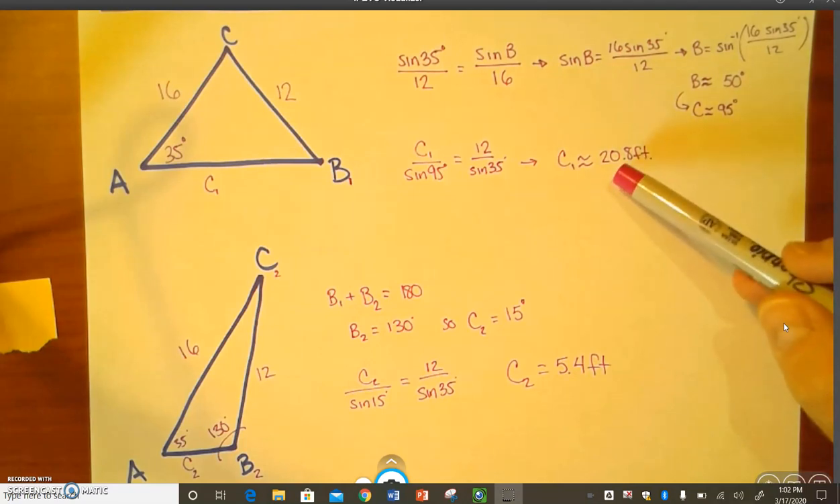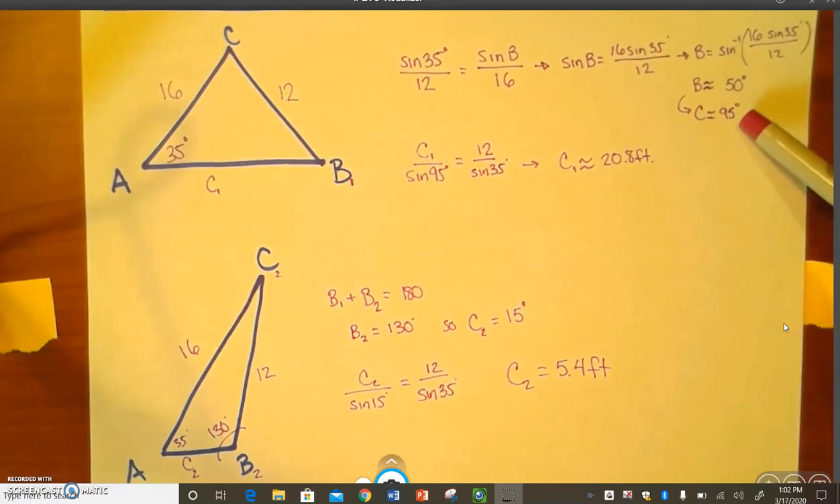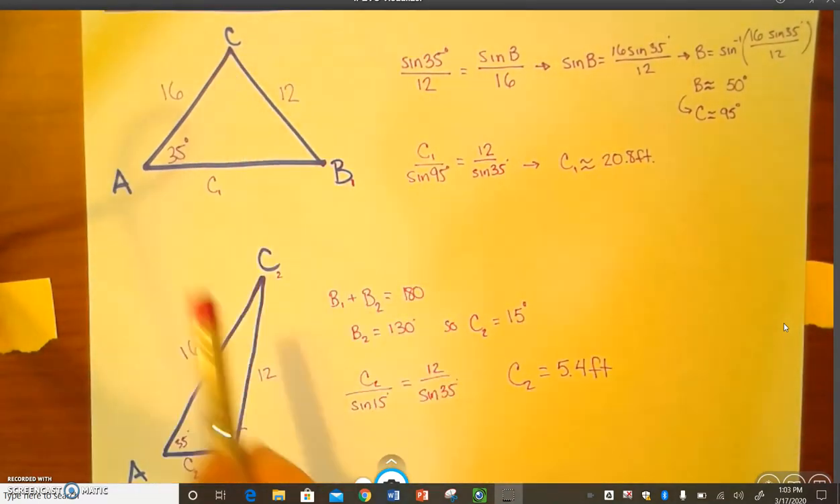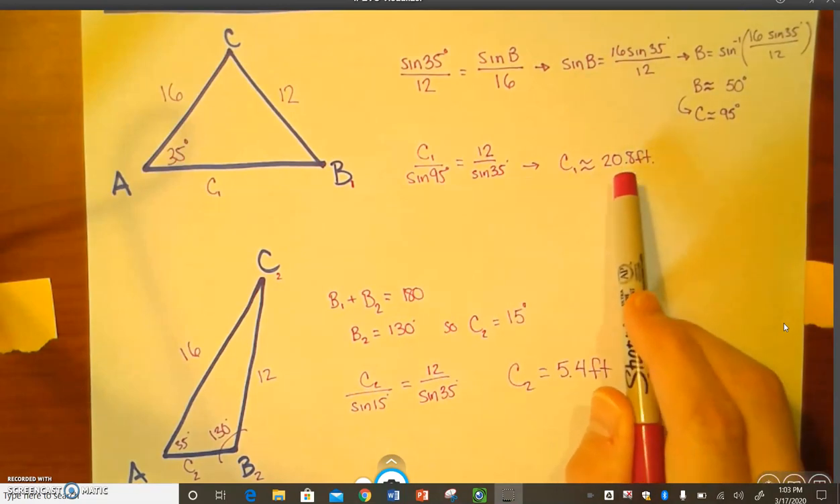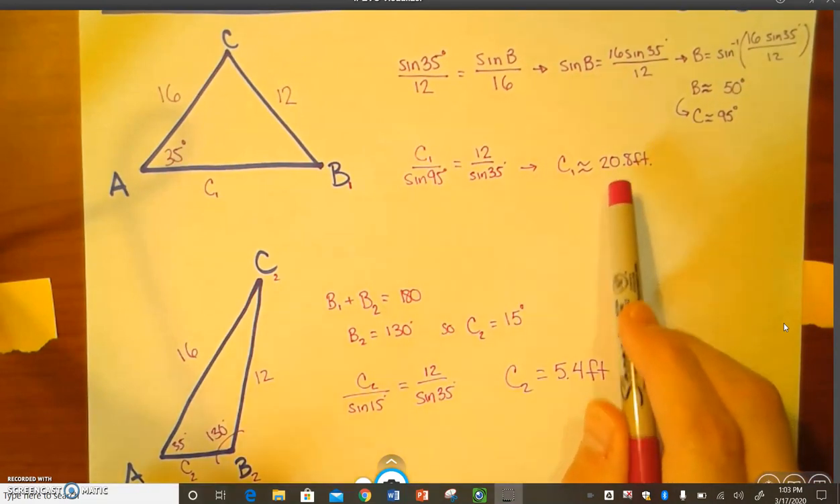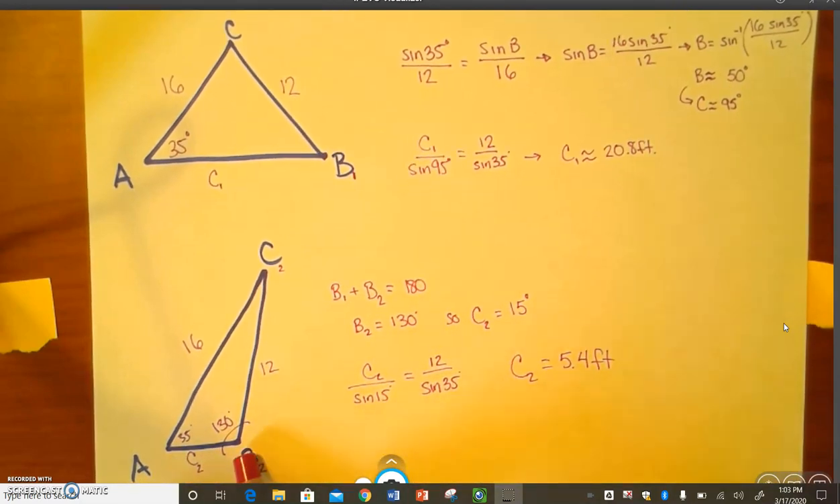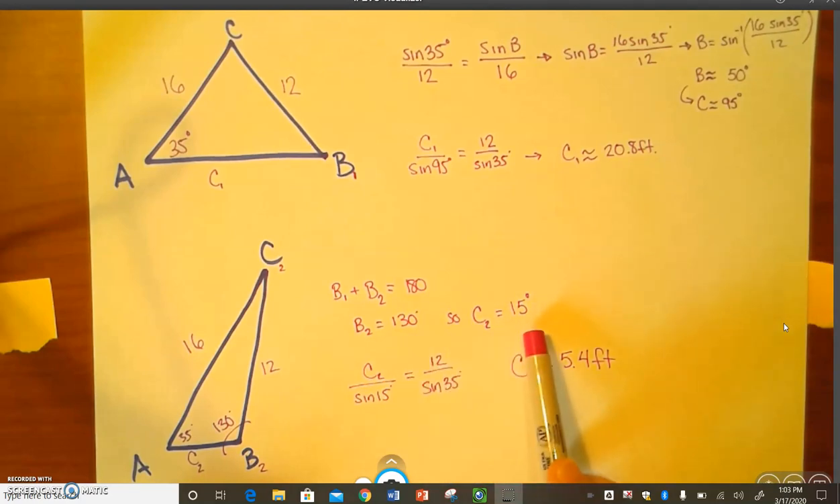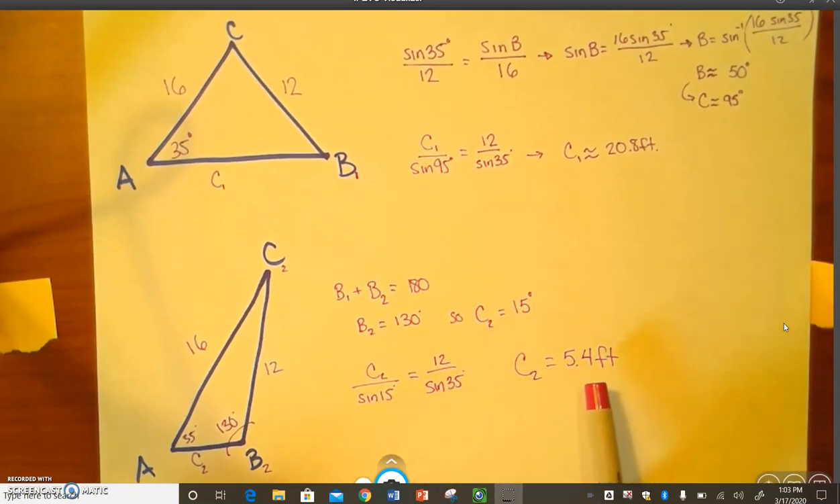Since I asked for part C, side length C, you need angle C, and you get that by subtracting from 180. We now have A and B, so you can subtract to get the third angle, and then set up another law of sines to get length C. So the first triangle is going to be 20.8 feet. For the second triangle, we have given angle A and we just got angle B, so again we can subtract and get angle C in the second triangle, which is 15 degrees. Doing a law of sines leads us to a second side length C, 5.4.